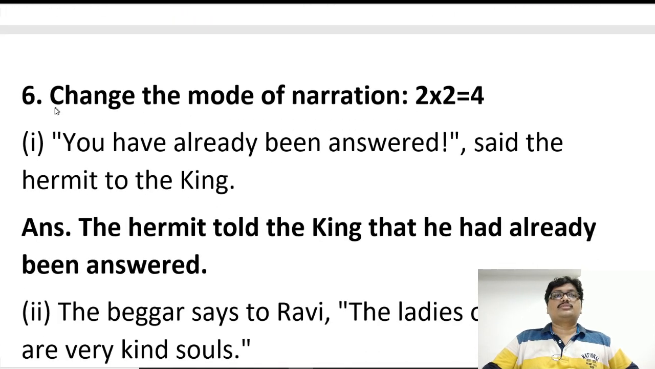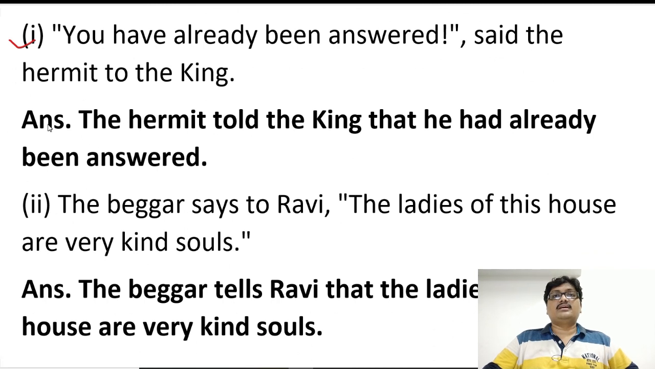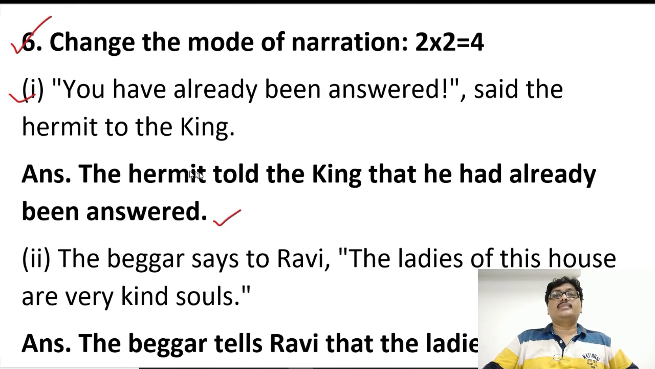So now come to question number 6. Change the mode of narration, 2 into 2, 4. The first question is: You have already been answered, said the hermit to the king. And the answer will be: The hermit told the king that he had already been answered. Okay, the hermit told the king. Why told? Because the reporting verb is in past tense, so we have to write told.